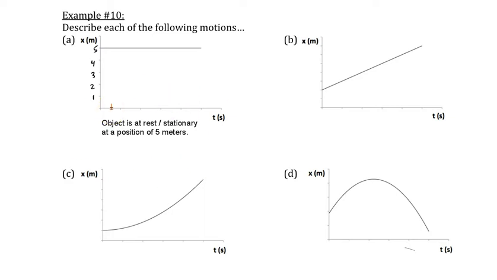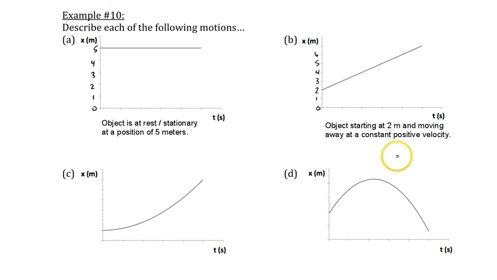Let's take a look at now B. I've added a scale to my picture so I can be a little bit more specific. And here at time 0, our object is starting at an initial position of 2 meters and then has a nice straight line in here, which indicates that the slope is constant and therefore you have a constant velocity. So this is an object starting at 2 meters and moving away at constant velocity. Okay, so you should have hopefully something like that.